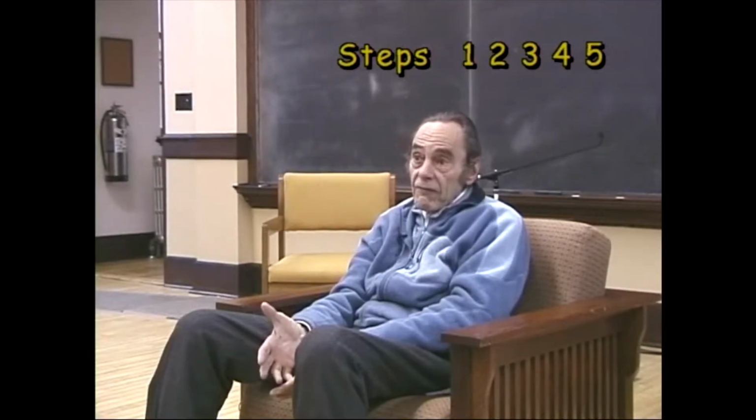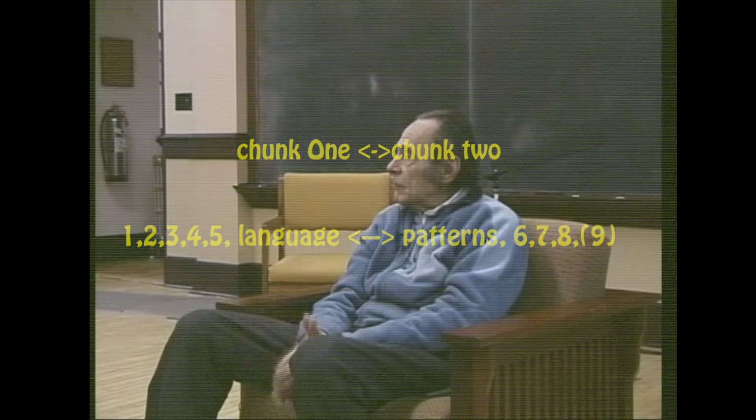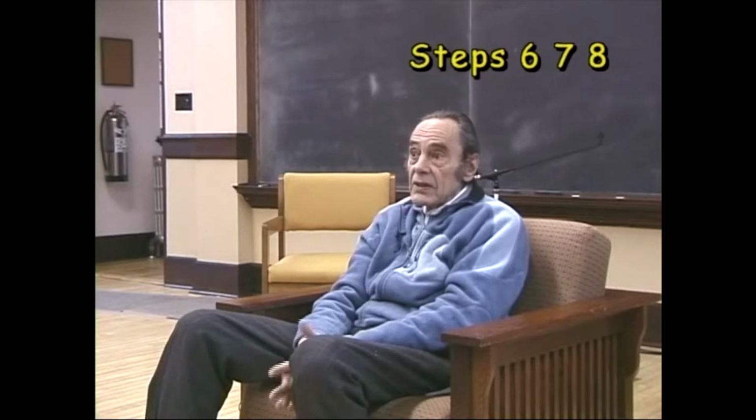Steps 1, 2, 3, 4, and 5. So the first 5 steps of TAE you now understand. Okay, then we come to 6, 7, and 8. And that's the second part of TAE. The word to name that whole section is pattern. What's a pattern? A pattern is something that can happen more than once.